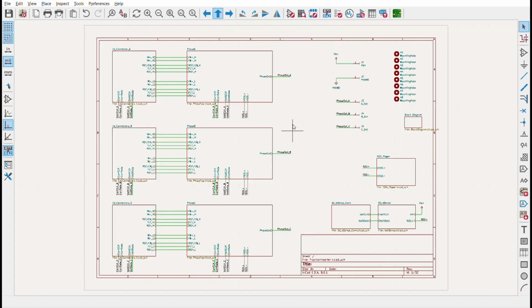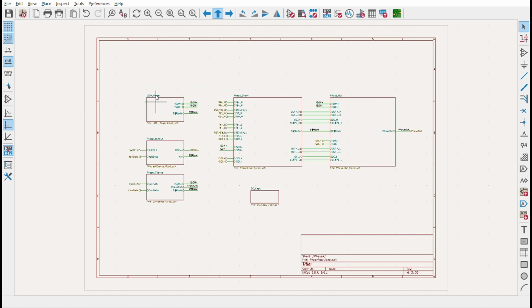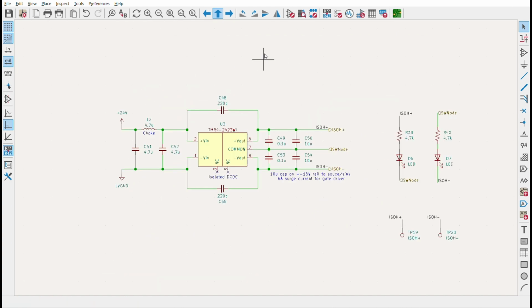Stepping away from the block diagram, here's the overview top sheet of my schematic. So here I have each phase, and then I have a few high voltage connectors, mounting holes, the low side power, which is shared between all three phases, and then my DC sense. So going into phase A, first let's look at the high side power. And this is the same circuit for the low side power, but here is my converter.